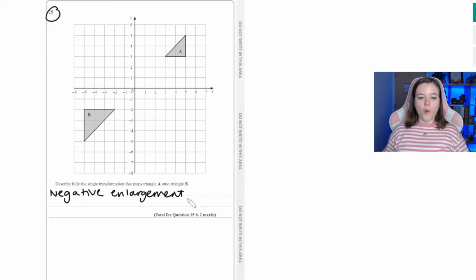So what we need for a negative enlargement, we need to know the name of it. Already got that. Check. We then need to know the centre of enlargement. We also need to know the scale factor of enlargement. Scale factor is easiest, so let's do that next. So scale factor, that's just what they've multiplied by.